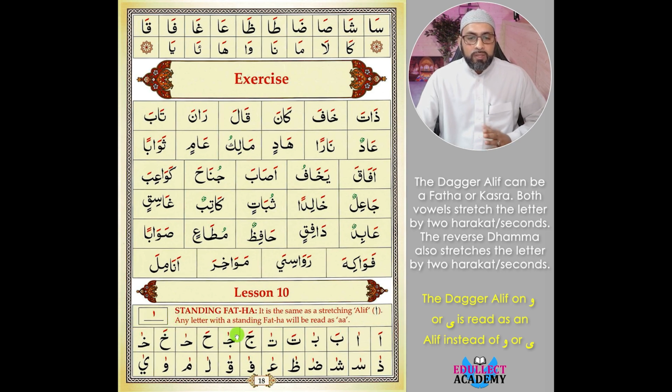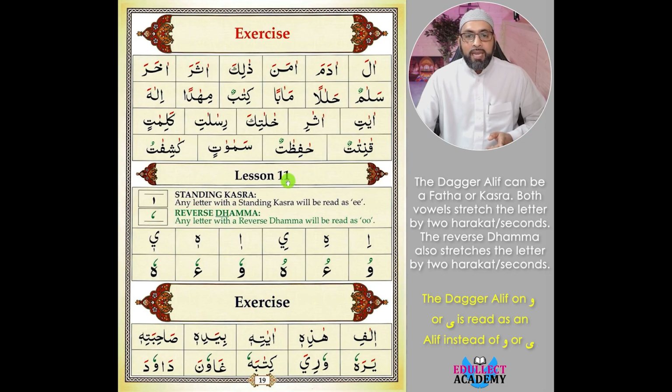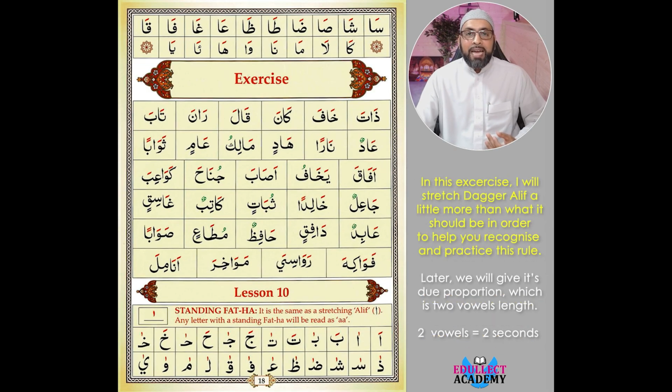The other alifs that we're going to look at, just to give you the heads up, in lesson 11, we're going to look at the alif khanjariya which is the kasra. So you have the alif khanjariya, which is the dagger alif, which is standing, which is a fatha, and you also have a kasra. And then you have a reverse dhamma, and the reverse dhamma is where you make the oo sound and you stretch it 2 harakats long or 2 beats long. The standing kasra or dagger kasra, you make 2 harakats long or 2 beats long, and it makes the e sound, and the fatha makes the a sound, so 2 harakats.